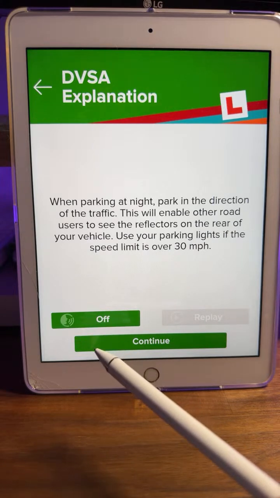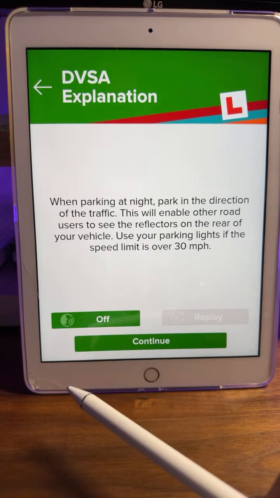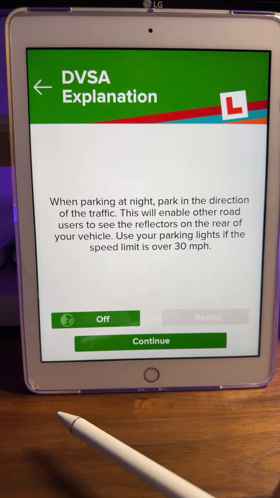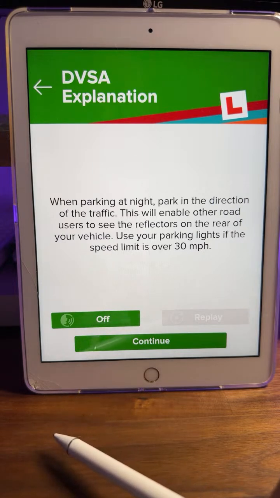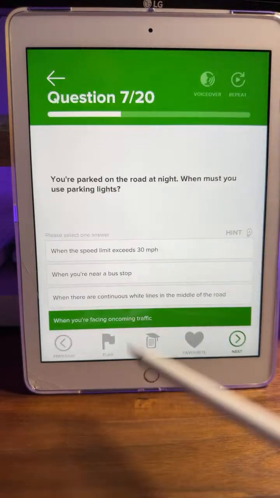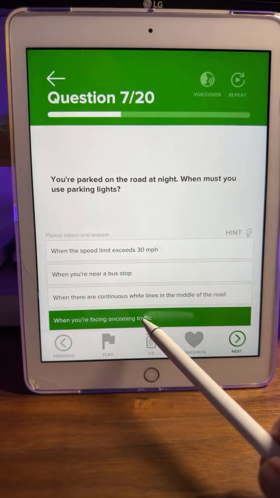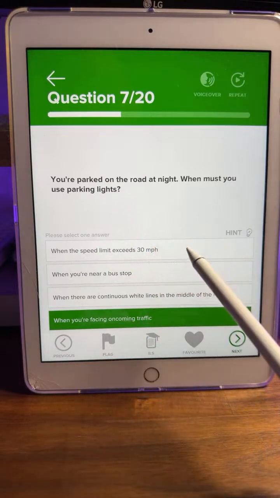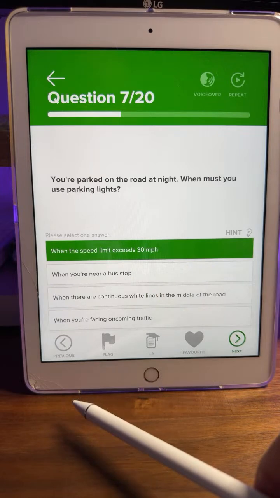When parking at night, park in the direction of the traffic. This will enable other road users to see the reflectors on the rear of your vehicle. Use your parking lights if your speed limit is over 30 miles an hour. So, when you're facing oncoming traffic, let me just think that. Okay, so that would be the wrong answer. Okay, so we know from that hint the answer is A, when the speed limit exceeds 30 miles an hour.